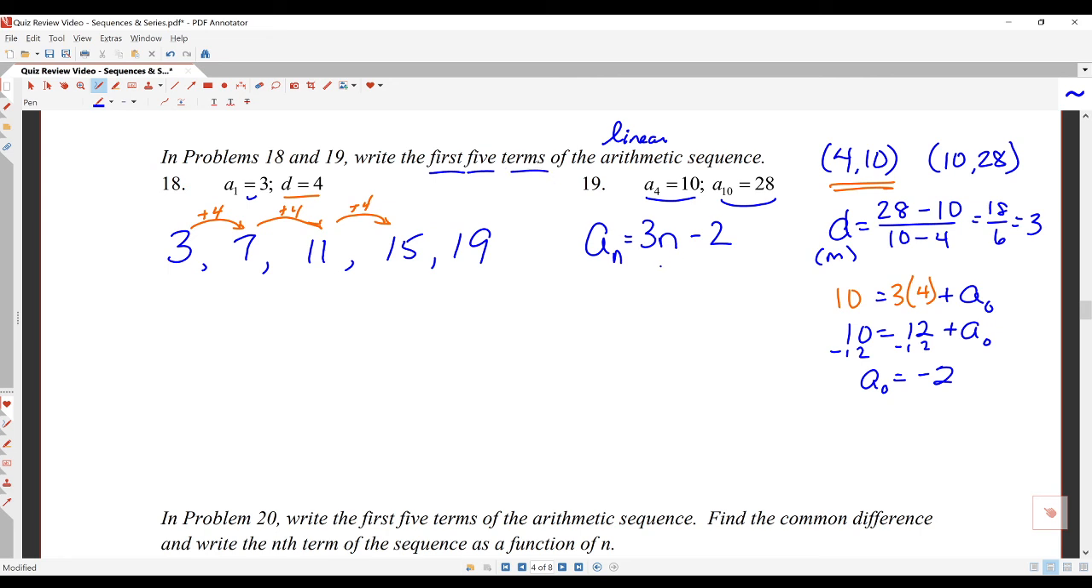Let's plug in 1, plug in 2, plug in 3, 4, 5. If I plug in 1, 3 times 1 is 3, minus 2 is 1. Plug in 2, 3 times 2 is 6, minus 2 is 4. And again, our common difference is 3 right now. So if you want, just jump up by 3. So add 3 more, add 3 more, add 3 more, and we have our first 5 terms.